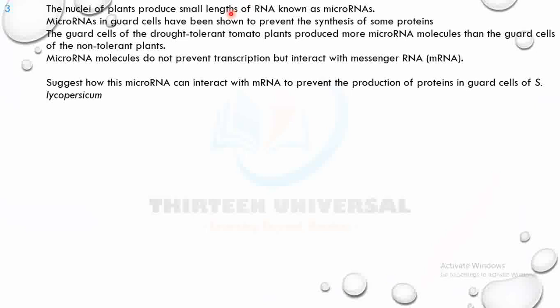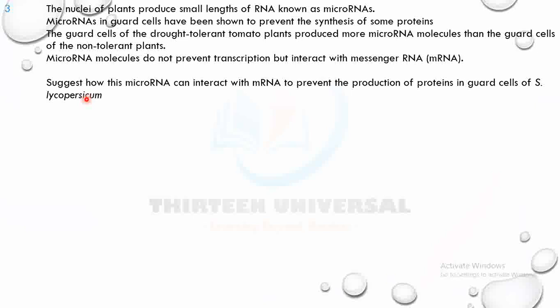The nuclei of plants produce small lengths of RNA known as microRNAs. MicroRNAs in gut cells have been shown to prevent the synthesis of some proteins. The gut cells of drought-tolerant tomato plants produce more microRNA molecules than the gut cells of the non-tolerant plant. MicroRNA molecules do not prevent transcription but interact with messenger RNA. Suggest how this microRNA can interact with messenger RNA to prevent the production of proteins. I want you to pause the video and try it.